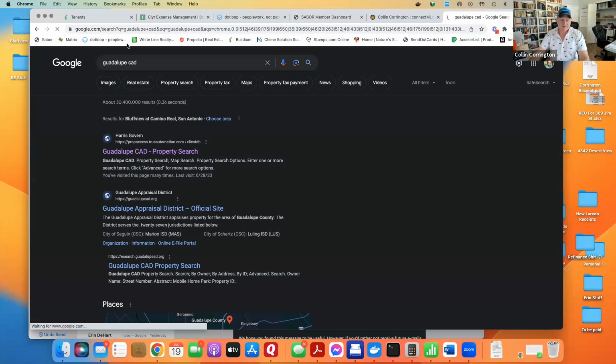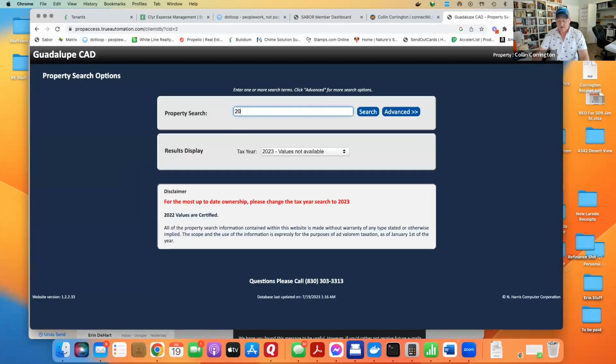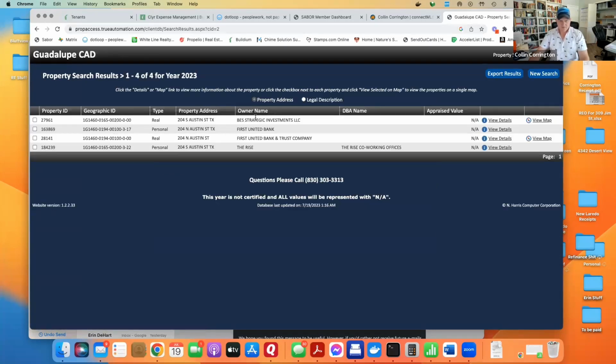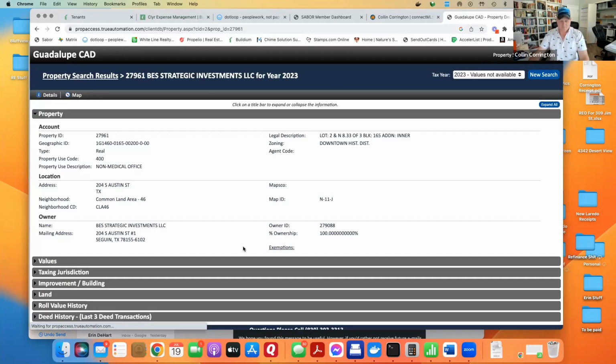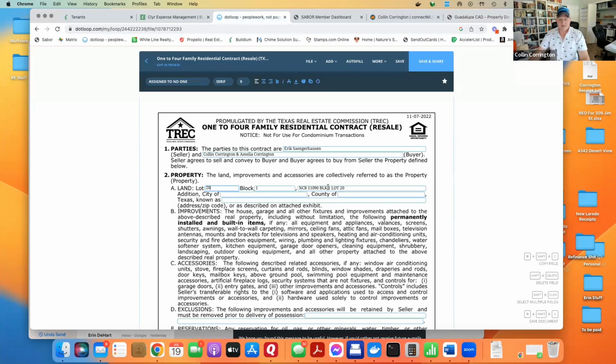you can go to the CAD. Just type the name of the county and type CAD. It shows up every time. And I'm going to do, let's see if I can find this one. So it's owned by BES Strategic Investments. I was right. So it's not technically that. But when I go in here, look at this legal description. This is perfect. Colin, man, this legal description has a lot of nonsense in it.